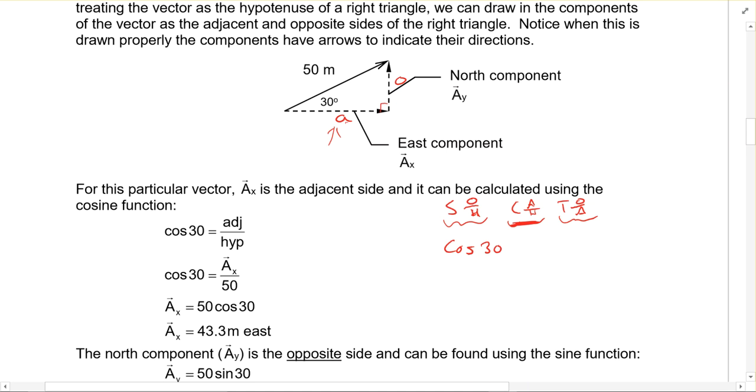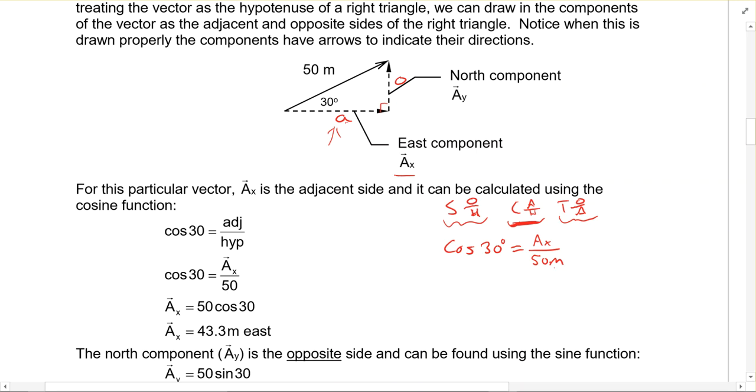Before we were looking for the angle, right? But now we have it. So cosine 30 degrees is equal to adjacent over hypotenuse. The adjacent is what we don't know, and here we're calling it AX, so I'll keep with that. So AX over 50 meters, that's the hypotenuse. And then we just need to solve for AX.